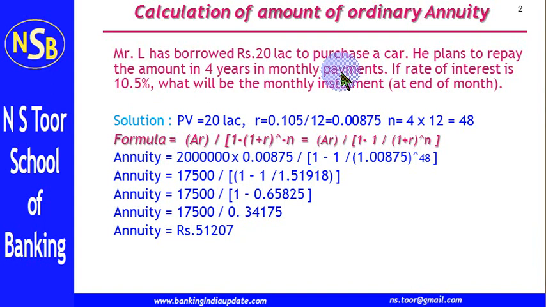So in the previous question, we were given the amount of annuity and we had to calculate the present value. In this question, we are given the present value and we had to calculate the amount of annuity.